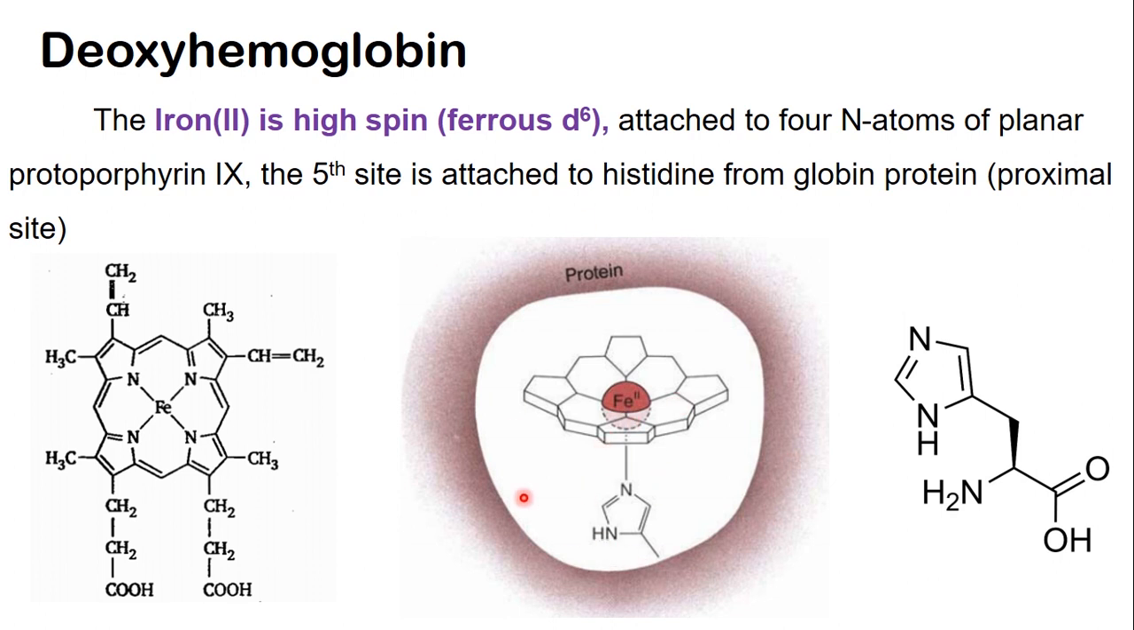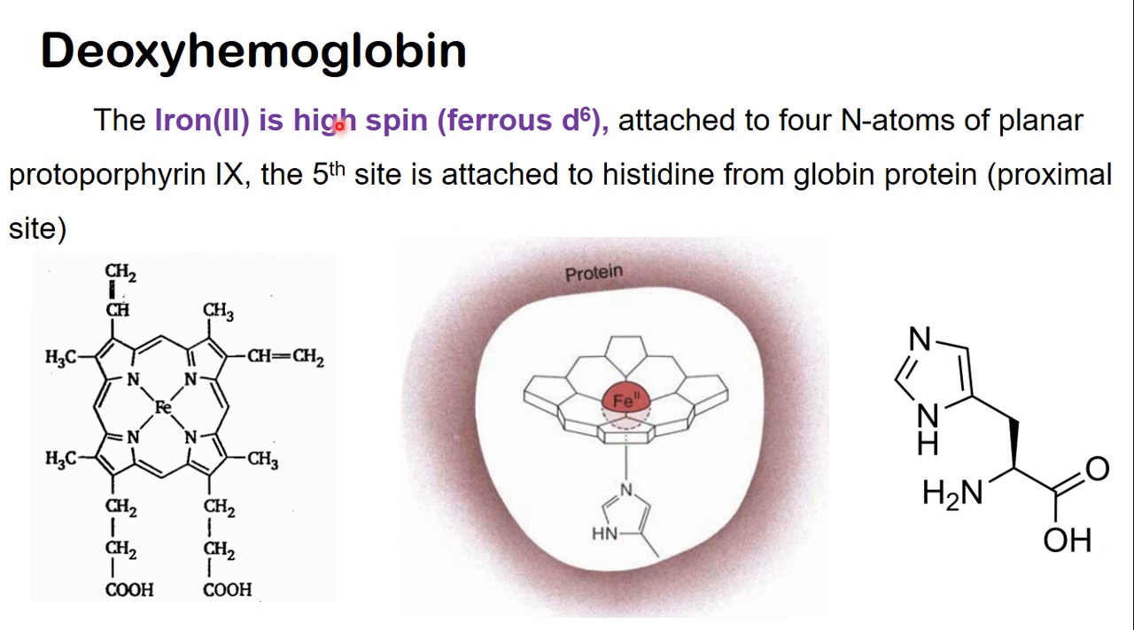Here this site is called the proximal site, that is below the ring, and if something is attached above the ring, then it is called the distal site. This is the histidine group, and this is the imidazole part of the histidine group, and this nitrogen will bind to our Fe2 plus.